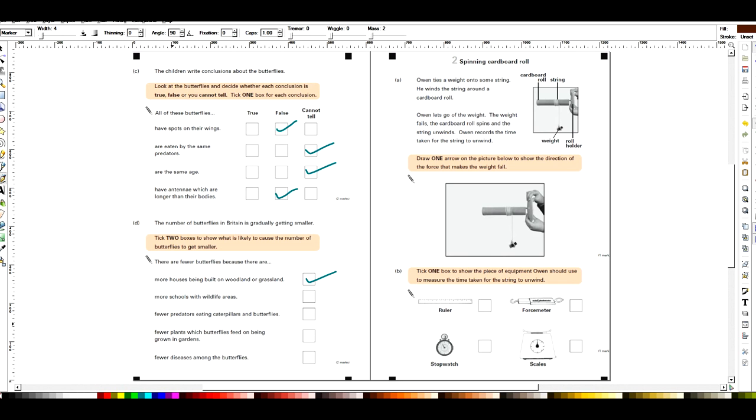That's right, because the butterflies live on the plants. If the plants are not there, they can't live anymore, so it reduces the numbers. So it's going to be that one.